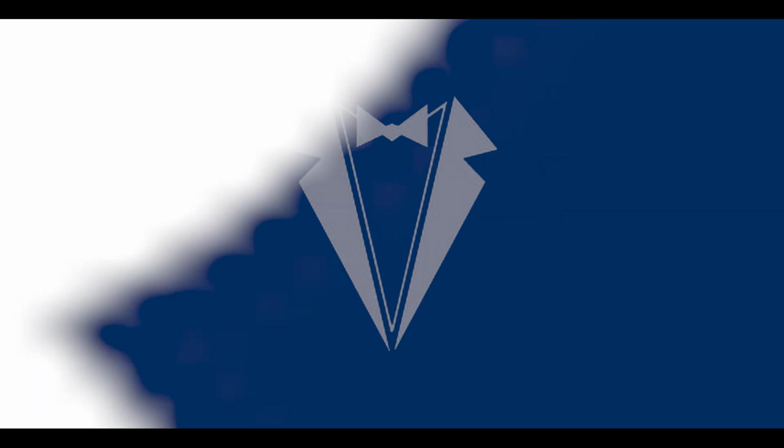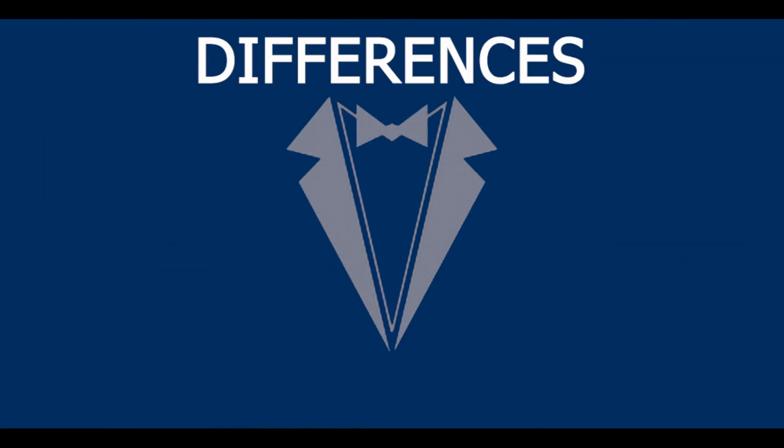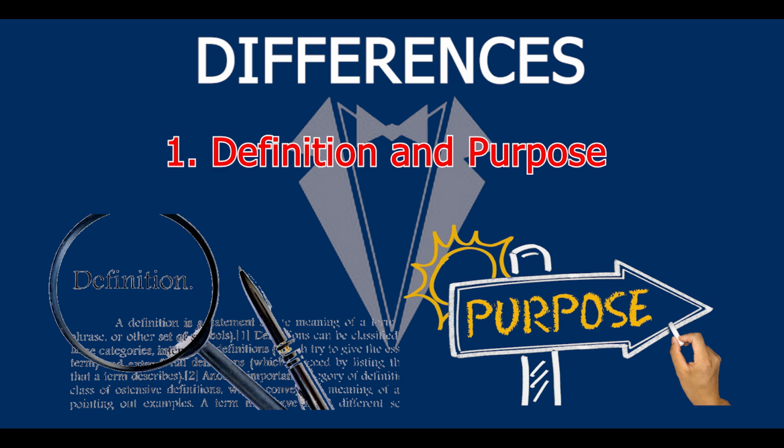Now, let's discuss some of the key differences between substantive and procedural laws. In the context of the Indian legal system, procedural and substantive laws are two distinct branches that play crucial roles in the administration of justice. Understanding the differences between these two categories is fundamental for comprehending the Indian legal framework. Here's a breakdown of the key differentiators. First, definition and purpose.